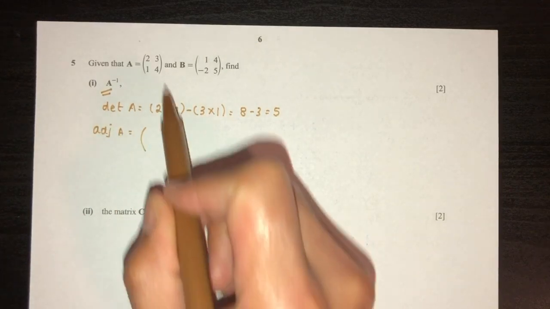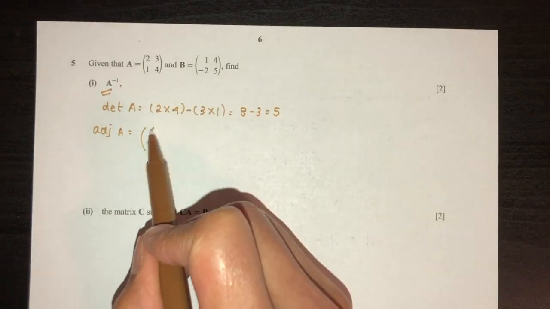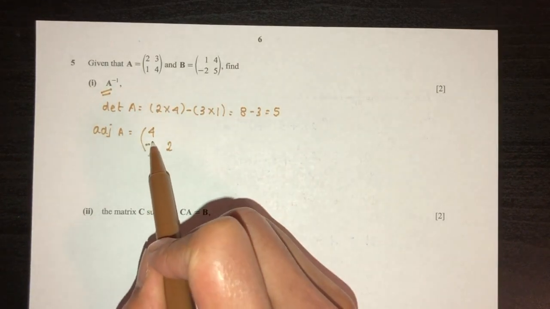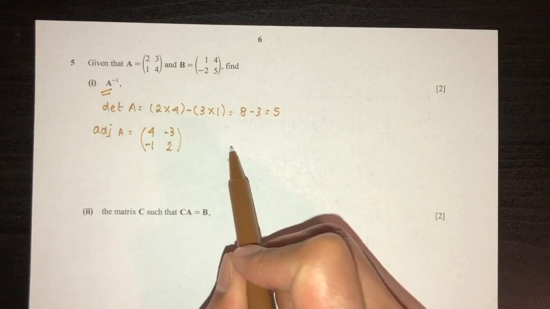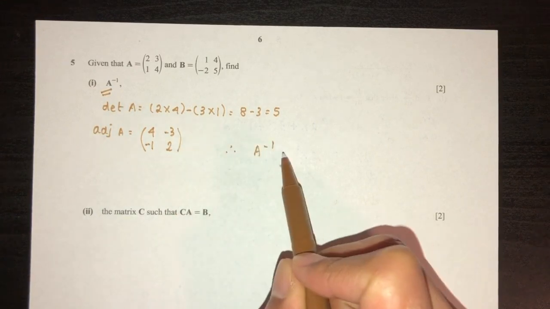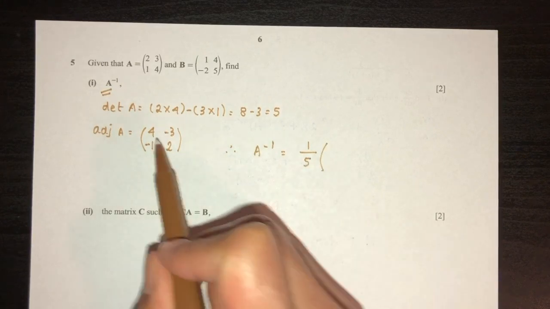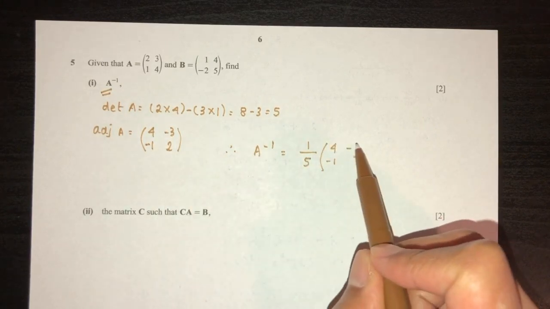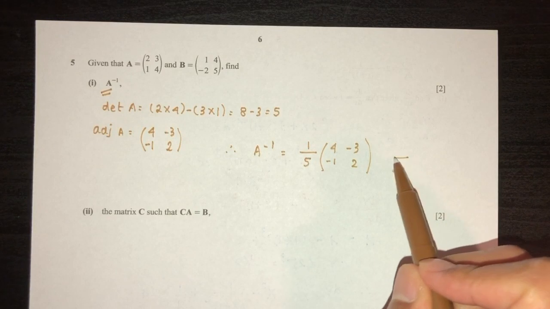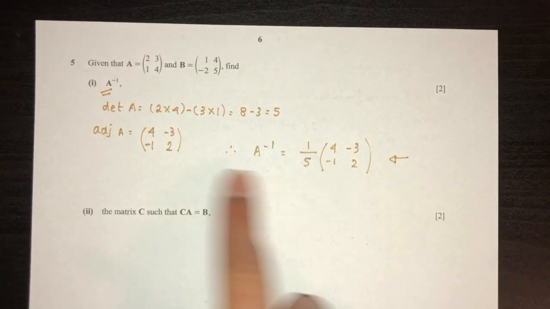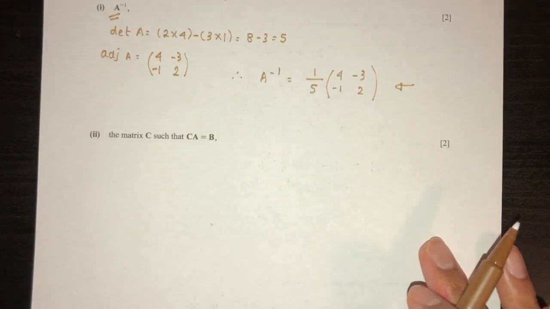And what is the adjoint matrix of A? We have to change the position of those two. 4 goes up, 2 goes down, and change the sign of those two, become minus 1 and minus 3. So hence we have the value of A inverse will be 1 divided by determinant times the adjoint matrix. That will be your A inverse. So A inverse is simply 1 over determinant times your adjoint matrix. That will be part 1.